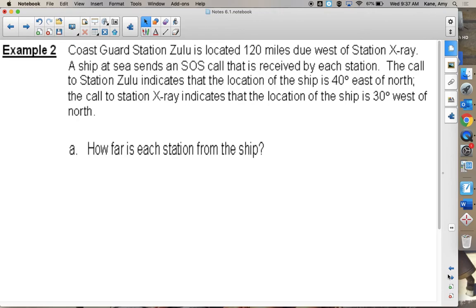And then I think part B says if the helicopter is capable of flying 200 miles an hour, how long will it take to get to the nearest one? So, lots of information. We're going to try and draw a diagram. Which would go on the left and which one would go on the right? So we have these 2 stations. Read back through the first sentence there. Reese, what do you think? Yeah, Zulu's on the left because it is west of X-ray. So if it's west, it has to be on the left side. So right here.